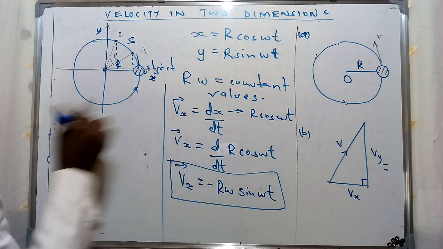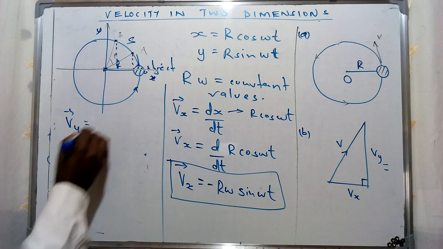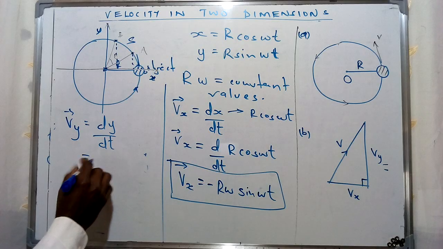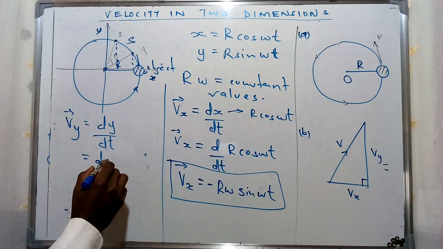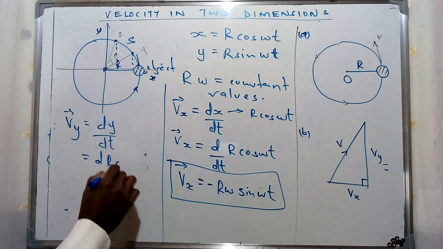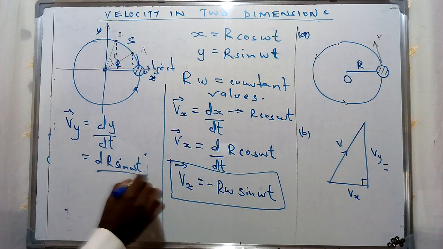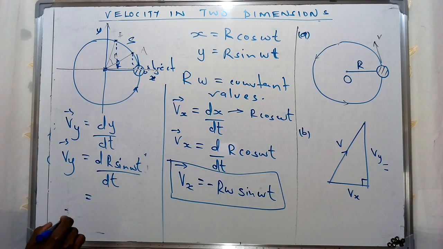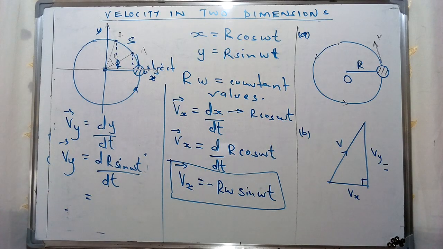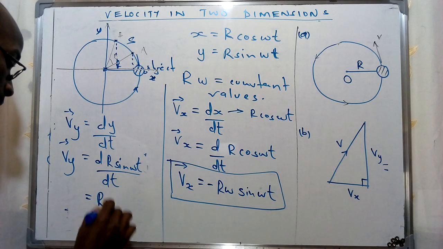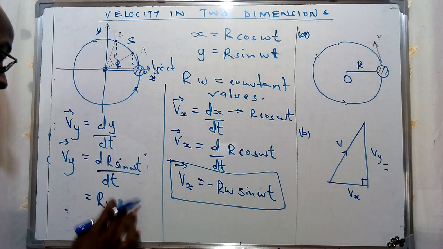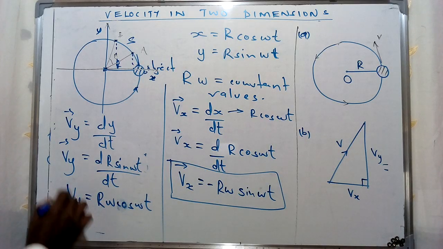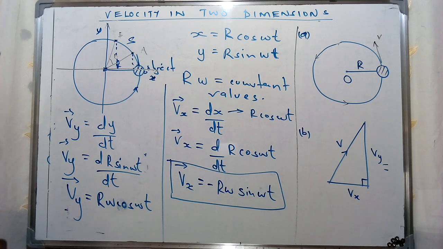So for the y component of the velocity, we have the displacement along y against time, which implies that y is given as r sine omega t, with respect to time. The derivative of the sine function is going to be positive cosine, whereby we have r omega cosine omega t, giving us the velocity component along the y-axis.